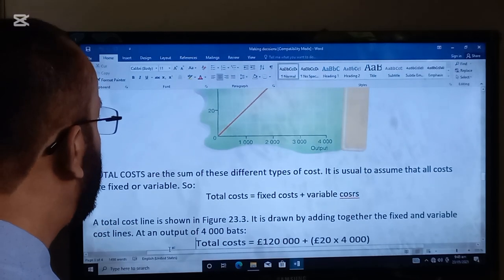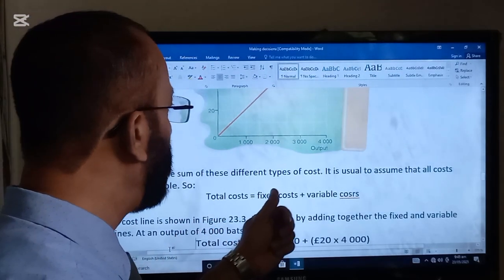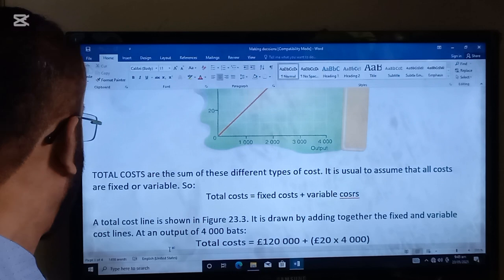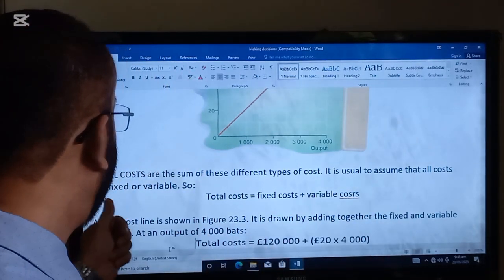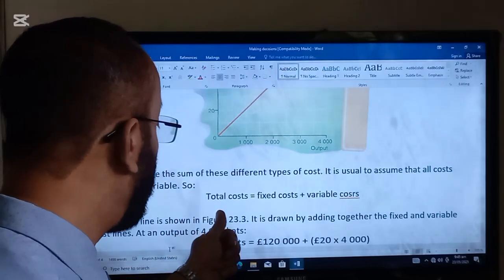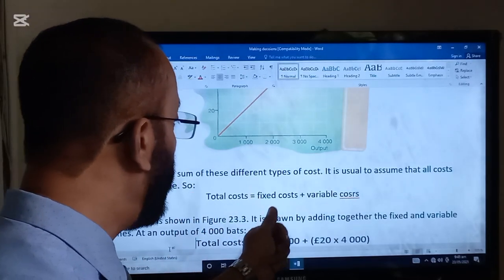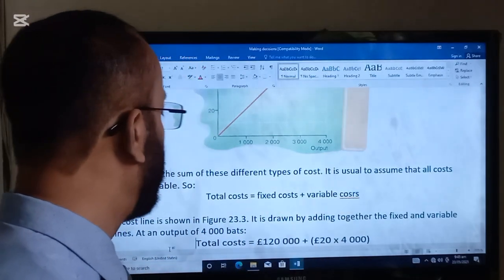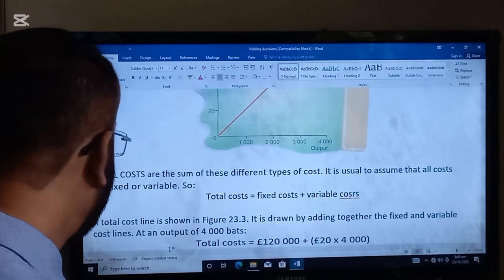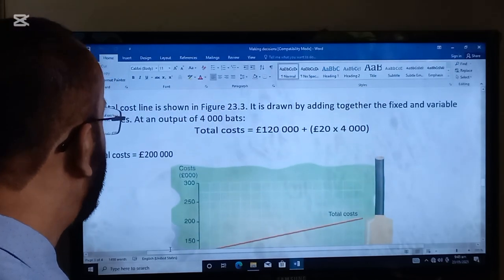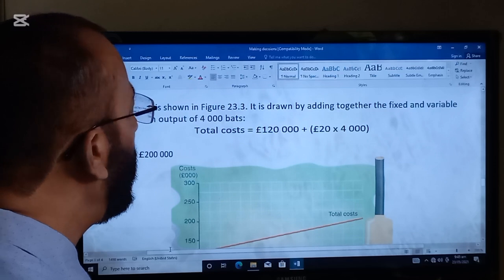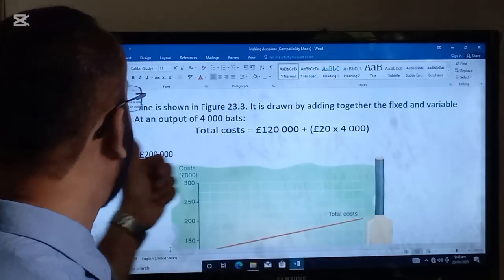Total costs are the sum of these different types of cost. It is usual to assume that all costs are fixed or variable. So total costs are equal to fixed cost plus variable cost. A total cost line is shown in the figure. It is drawn by adding together the fixed and variable costs.